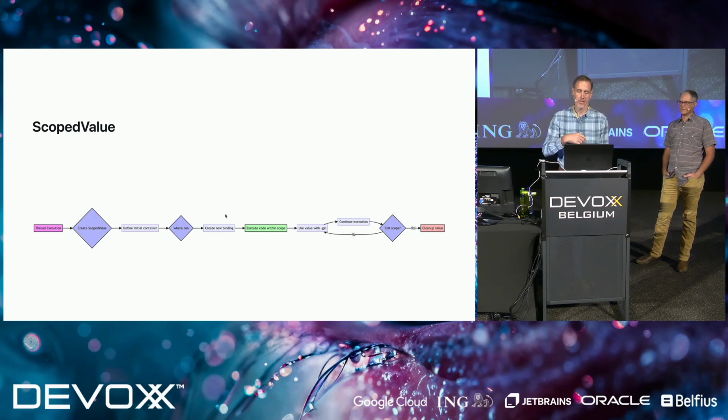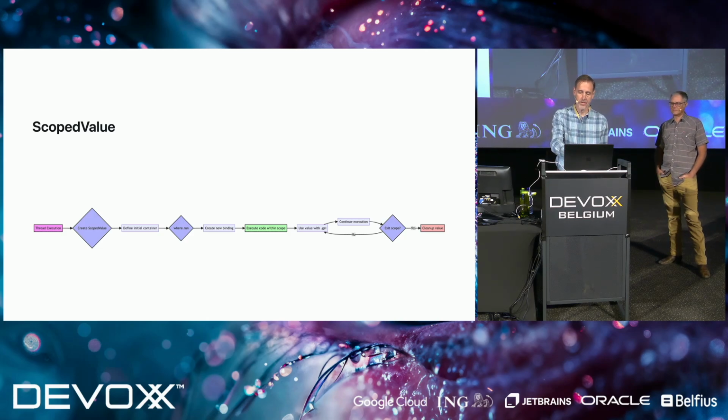And then when I execute the code within that scope, any code or any threads that are executed within that scope can look inside and find that value. I can use that value with a get, so I can basically pull the value out, look at it continuously, and then continue the execution of that scope. And if I'm exiting the scope, it's going to automatically clean it up. And if not, I'll be able to continue to use that with a get.